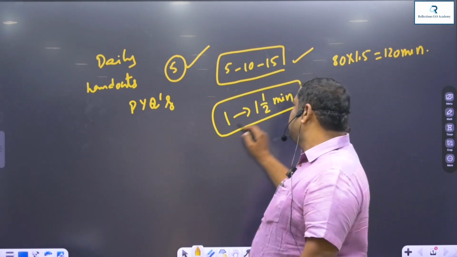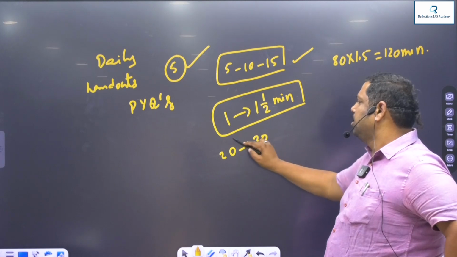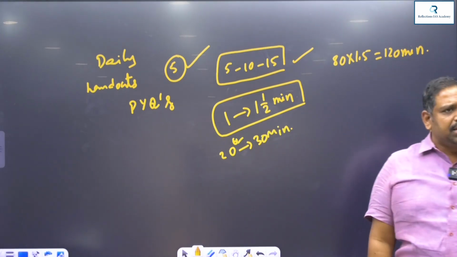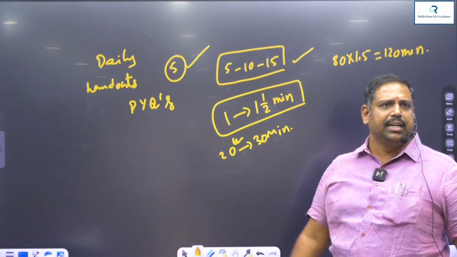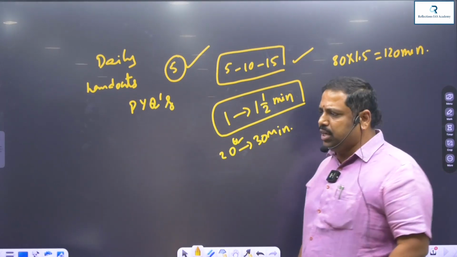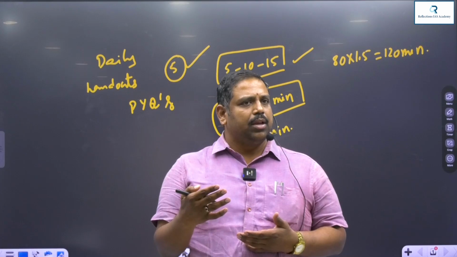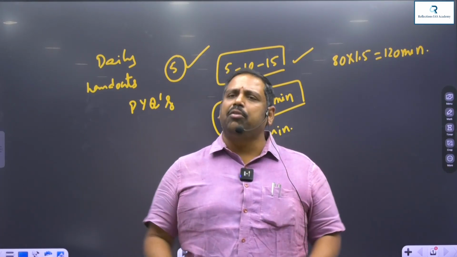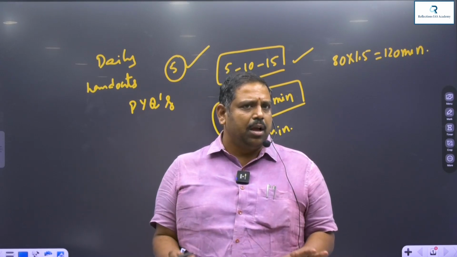For each question, 1.5 minutes. Suppose I have given you 20 questions, I will give you 30 minutes. After 30 minutes, I will explain the same questions in detail on the board. While I am explaining either the basics or the questions, if you have any doubts, you can ask n number of doubts, n number of times. Not at all a problem. You should be perfect in it.